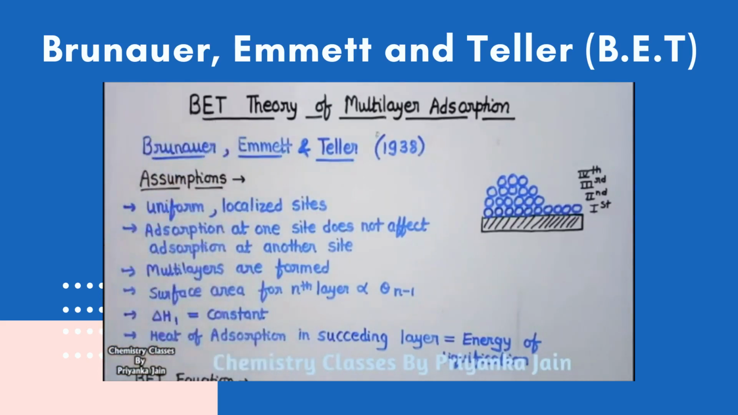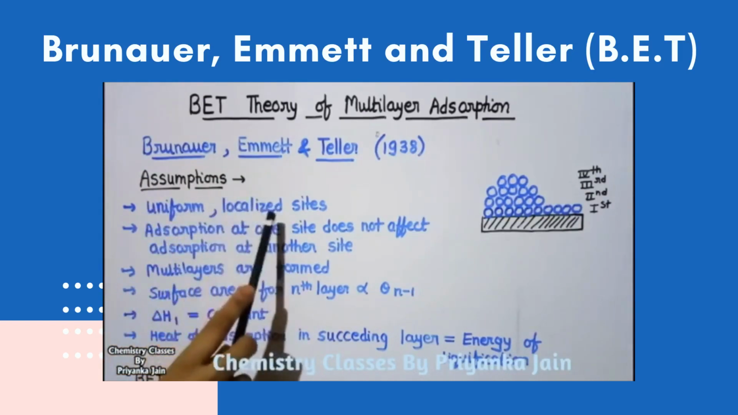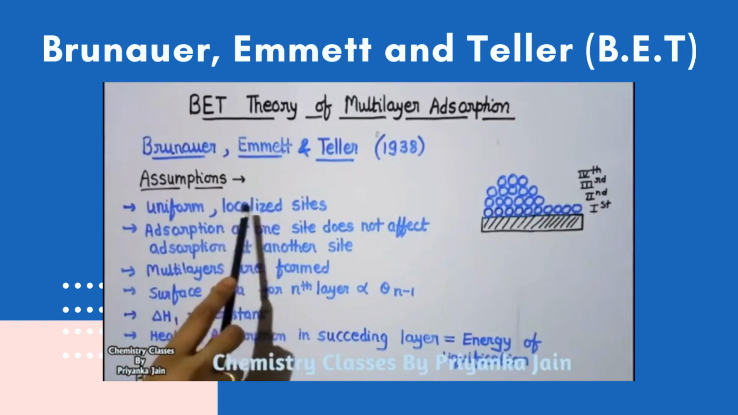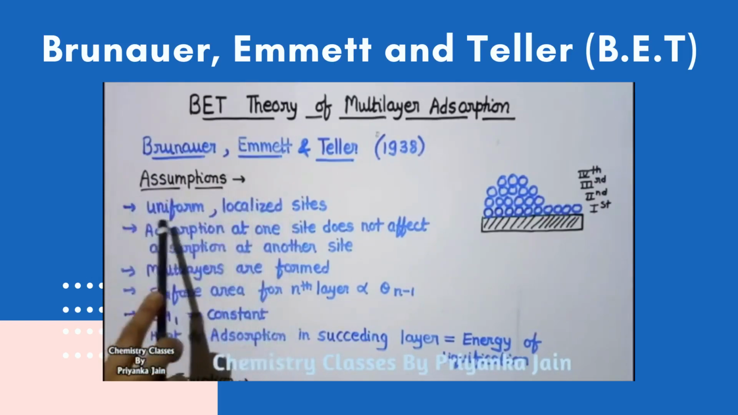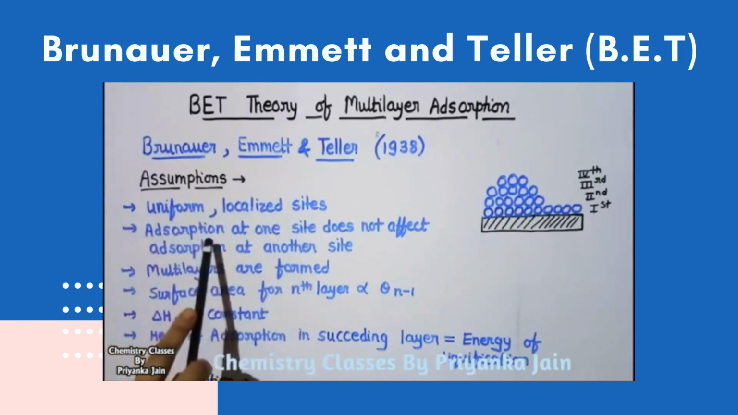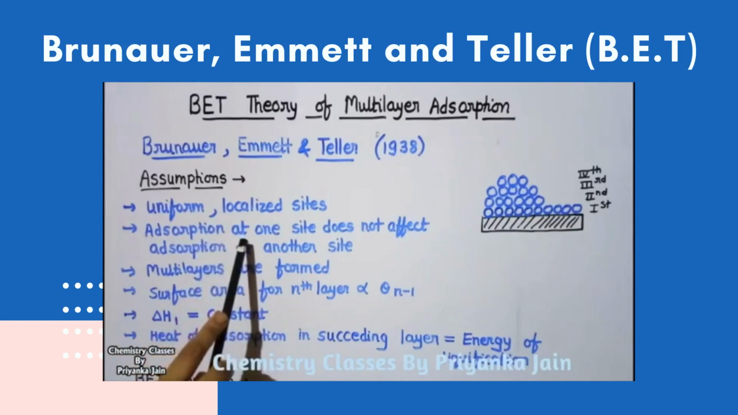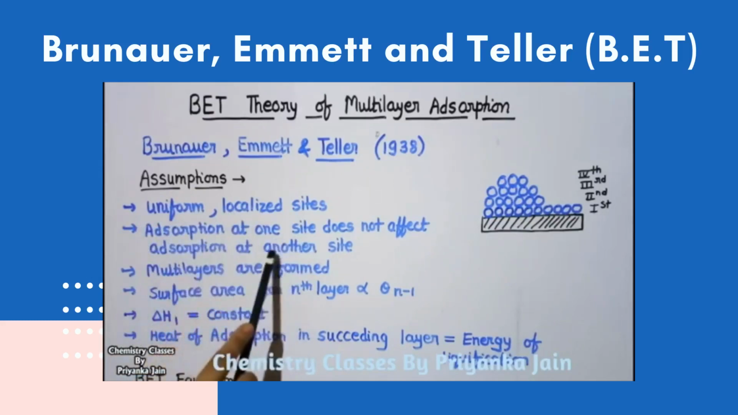The basic assumptions that are made in this theory are that the solid surface has uniform and localized sites, the same as was assumed in the Langmuir adsorption isotherm. The solid surface is here also assumed to be uniform, and there are localized sites on which the adsorption of the gas molecules takes place. The adsorption on one site is independent. It is not affected by the adsorption on another site. So each site is independent.